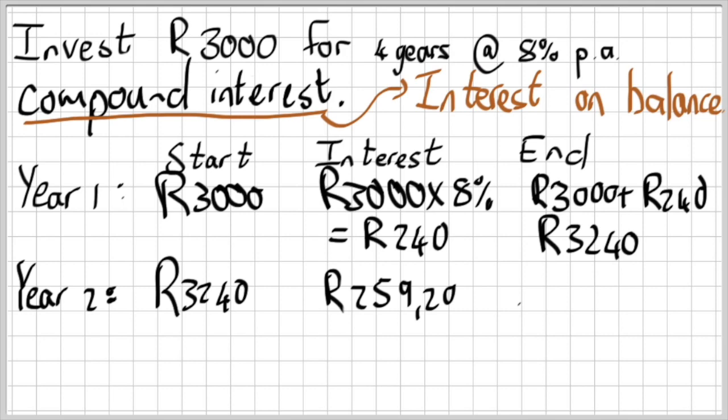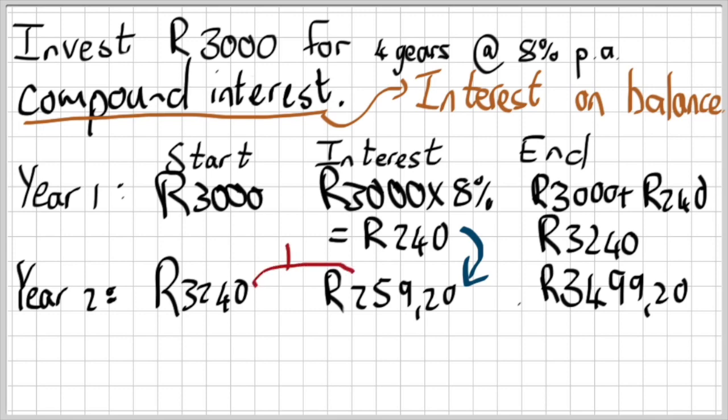Automatically, ladies and gentlemen, if I compare year 1 with year 2, you will see there's 19 Rand extra that you earn, 19 Rand and 20 cents, which means at the end of the year, I'm going to have 3,499 Rand and 20 cents. If you are unsure about how I get that, remember I started with 3,240. I'm adding my interest, and that gives me my end of year balance. Let's go to year 3.